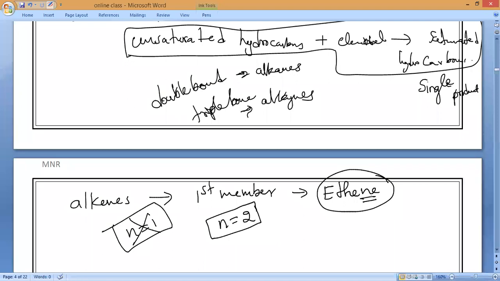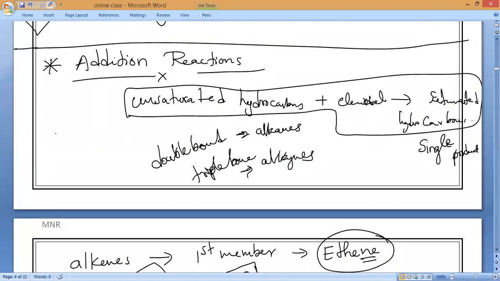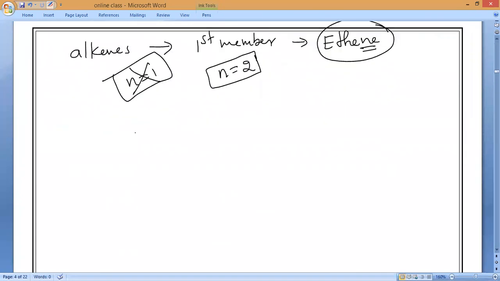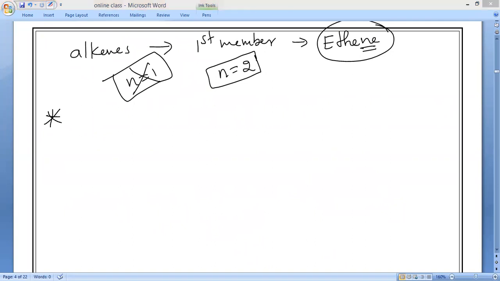So ethene, I can add with what? I can add hydrogen, I can react with chlorine, bromine, iodine, whatever it is, and an addition reaction takes place. Now we are going to study addition of hydrogen with ethene. All of you write the heading: addition reaction of ethene with hydrogen.